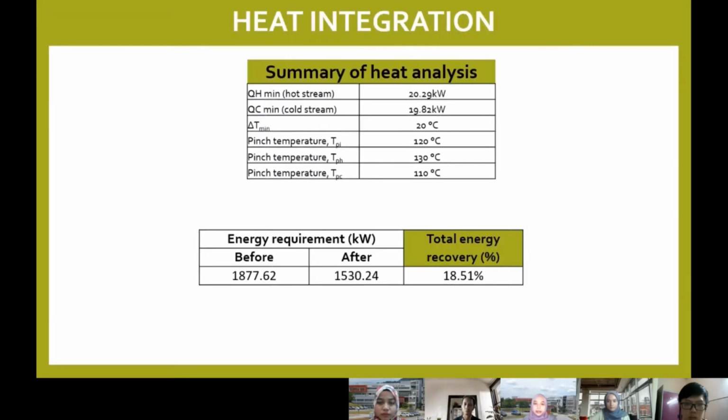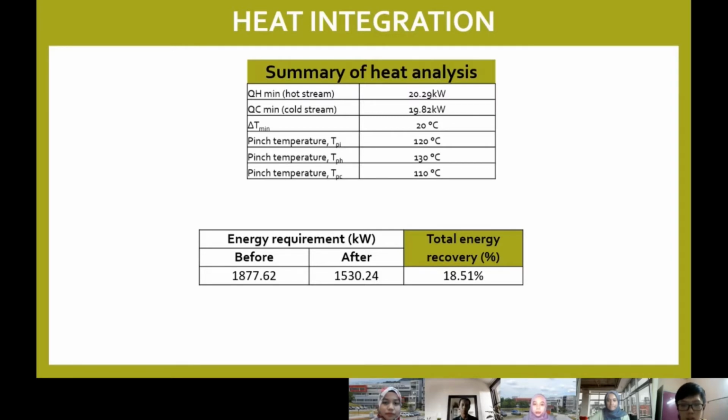For heat integration, there is a summary of heat integration, where the heat for hot stream is 20 kilowatt and for cold stream is 19 kilowatt. We set the minimum temperature at 20 degrees Celsius. The pinch temperature is 120 degrees Celsius. Pinch temperature for hot stream is 130 degrees Celsius, and for cold stream is 110 degrees Celsius.